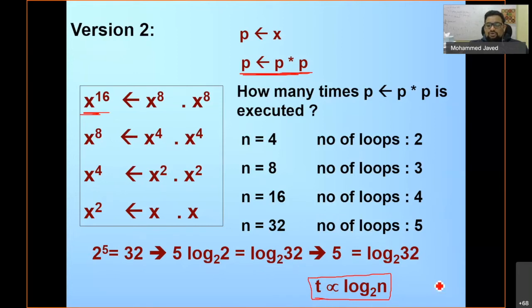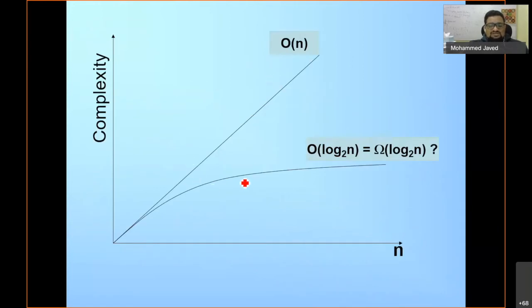T is proportional to log n. Now if we plot log n on the graph, log n is a much better algorithm than O of n. The log n algorithm is much better than the O of n algorithm. So this algorithm is much more efficient than version 1. Let us now plot this.